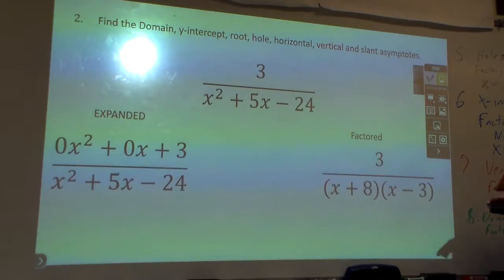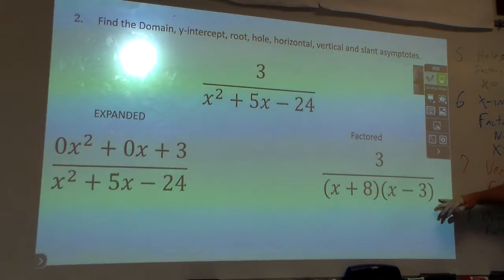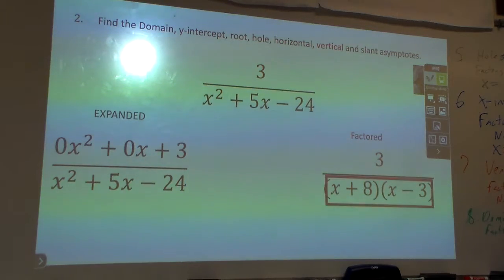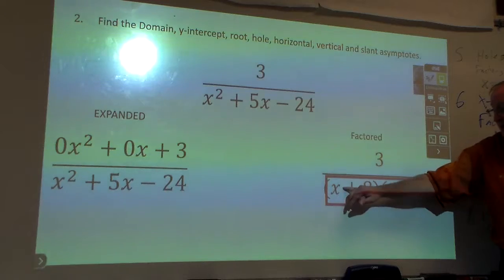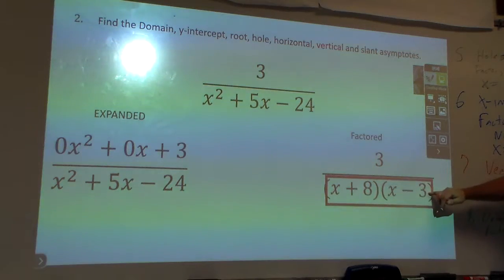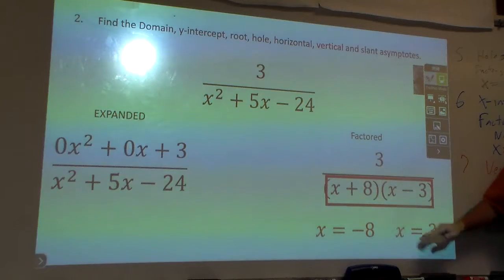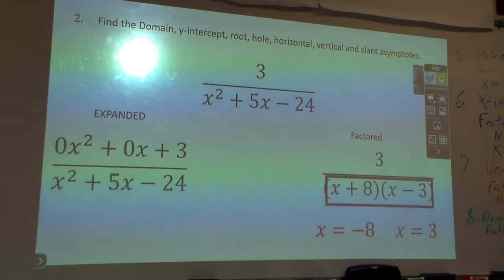On number 2, this one's going to have 2 answers. Notice there are 2 factors and there are no holes, right? So that means I have an answer when this parentheses is 0 or this parentheses is 0, which will happen when x is negative 8 or 3. Because you cannot divide by 0. That's what makes it an asymptote, because those numbers give you 0 in the denominator.